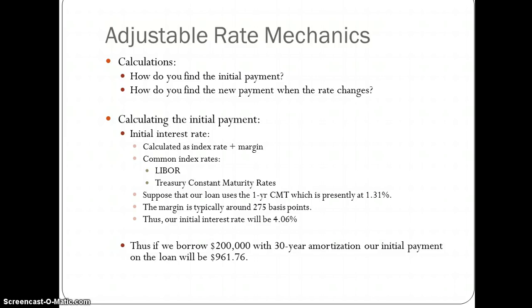Now, suppose we borrow $200,000 in an adjustable rate mortgage with 30-year amortization. Our initial payment then will be $961.76. Recall that the way you find this is your $200,000 is a present value. You take the 4.06 divided by 12 equals, enter that as your interest per year, and you have 360 payments. Compute payment and you get $961.76.